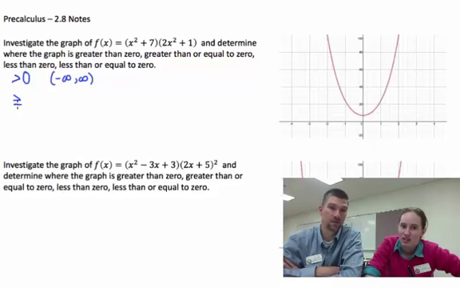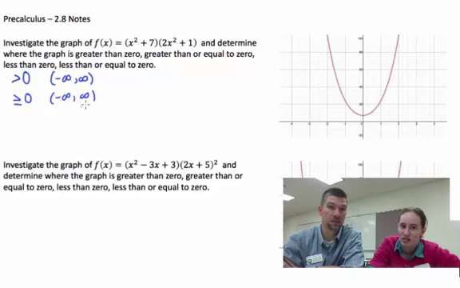Okay. And then greater than or equal to 0. Same place, actually, because it's still greater than or equal to 0 at all those places. Even though it's never equal to, that's fine. It's still greater than or equal to. It satisfies one of those 2 conditions.